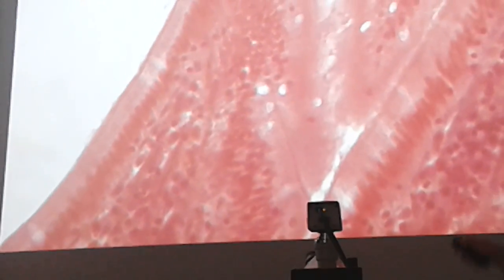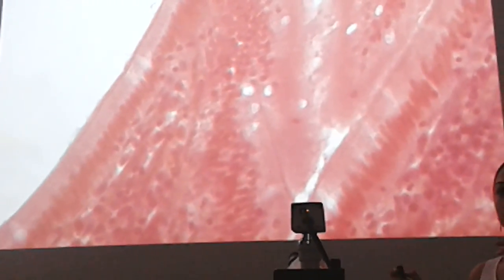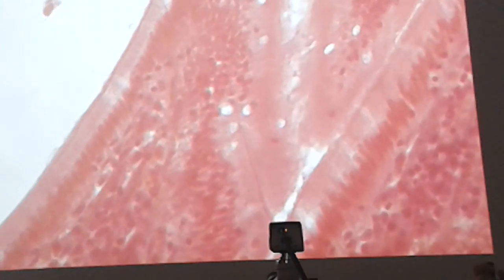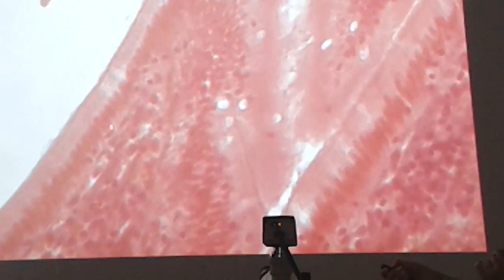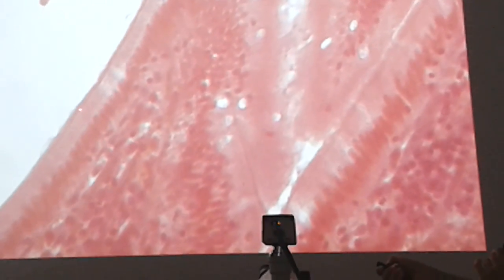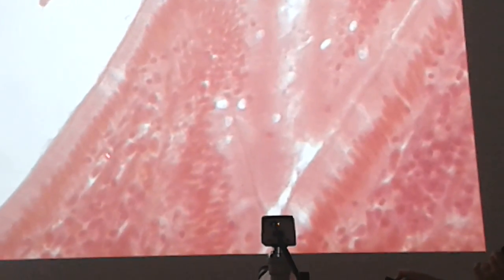And all this lining epithelium is simple columnar epithelium. As I mentioned with the simple cuboidal epithelium, I call it simple because there is only one layer of cells here. I call it columnar because of the shape of the cells here.